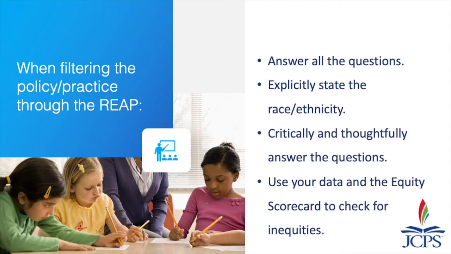So when filtering the policy or practice through the REAP, there are a couple things that you should keep in mind. To begin with, make sure you answer all of the questions. Don't leave any questions blank. Explicitly state the race and ethnicity. Again, the specific race needs to be stated. Things such as ECE, ELL, SES, at risk, marginalized, things of that nature. Those are not races. We have to explicitly state the race.